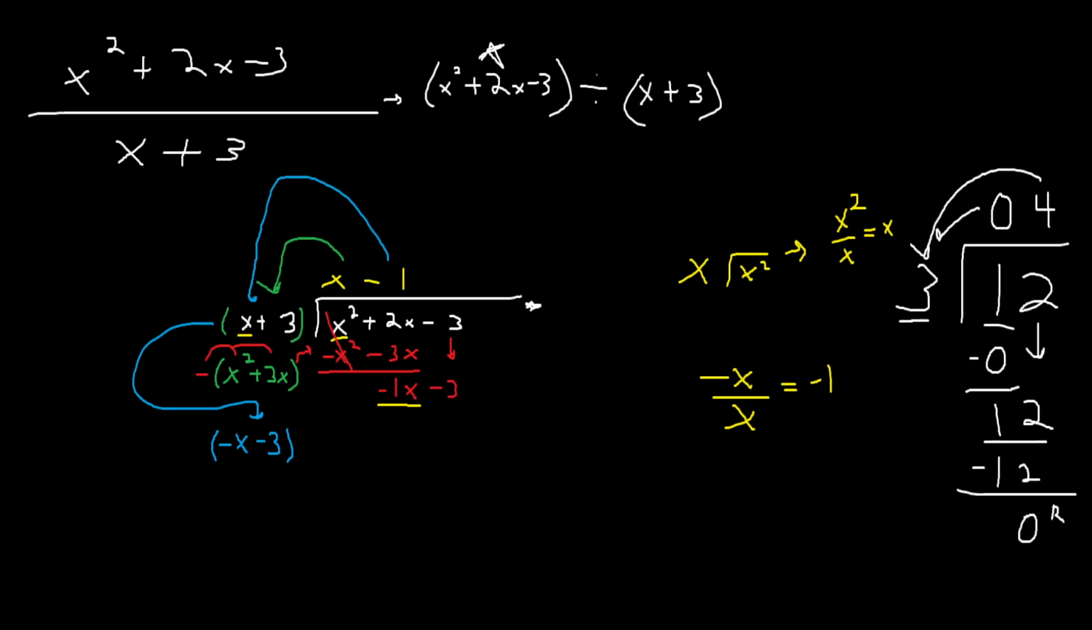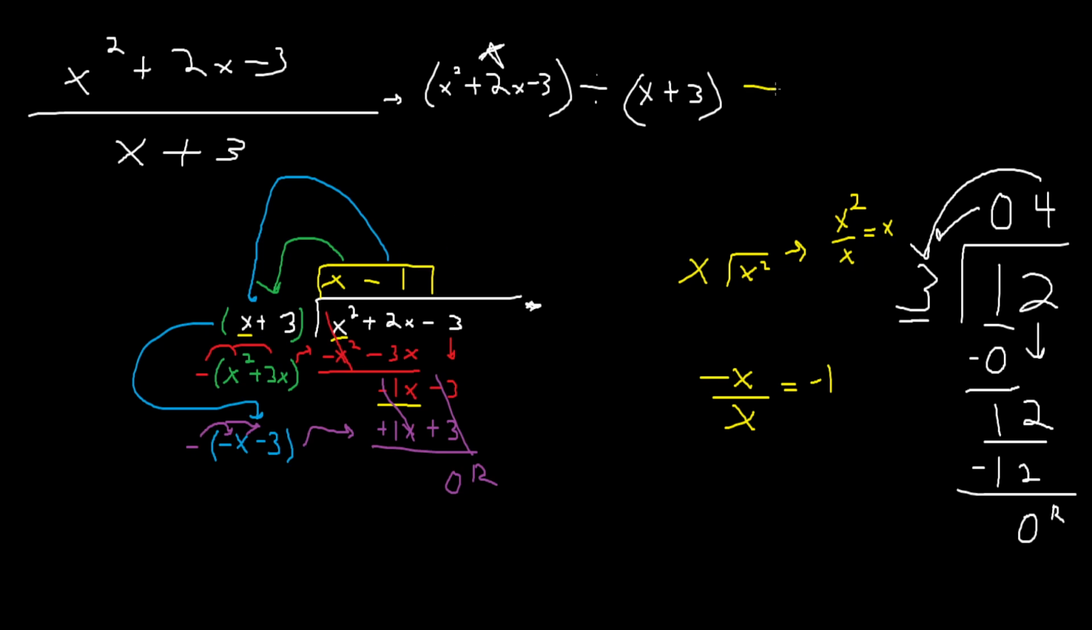Fair enough. But I still need to distribute that negative in there. So I multiply the negative in, and I switch the signs. When I switch the signs, I get positive x plus 3. Okay, awesome. So now that cancels, and that cancels. I'm left with 0, which is my remainder. And my final answer is going to be this up here.